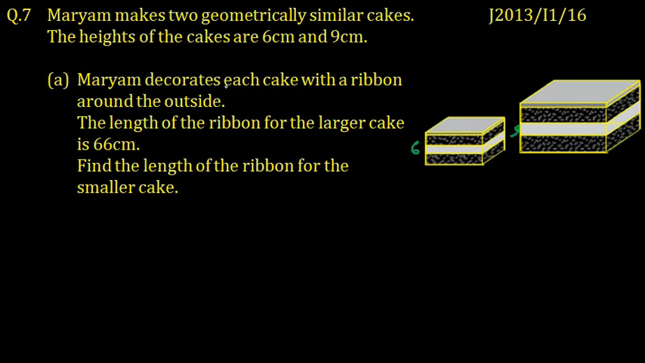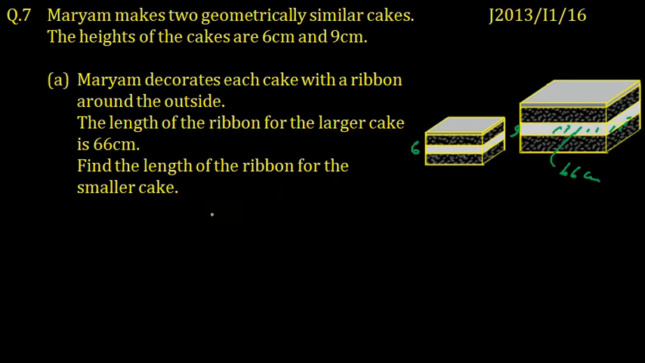Mariam decorates each cake with a ribbon around the outside. The length of the ribbon for the larger cake is 66 centimeters. So this ribbon is 66 centimeters. Find the length of the ribbon of the smaller cake. So two cakes are geometrically similar.